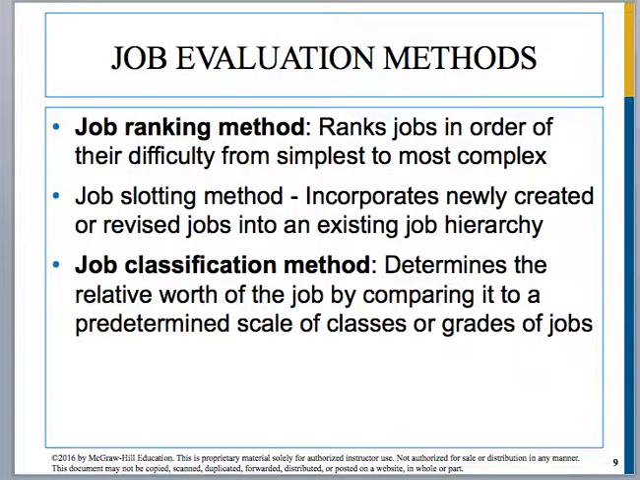Now, we have some different methods. The job ranking method ranks your jobs in order of their difficulty from simplest to most complex. Job slotting incorporates newly created or revised jobs into the existing job hierarchy. Job classification determines the relative worth of the job by comparing it to a predetermined scale of classes or grades of jobs.